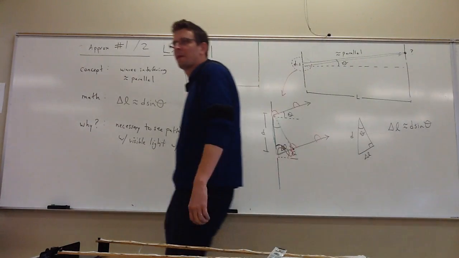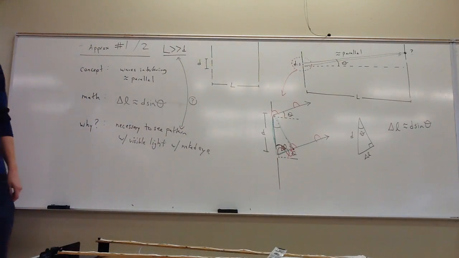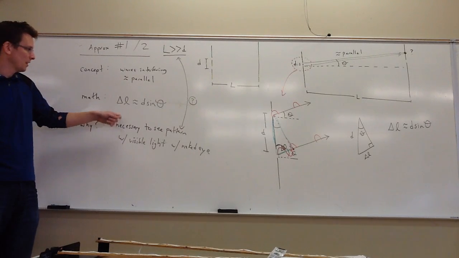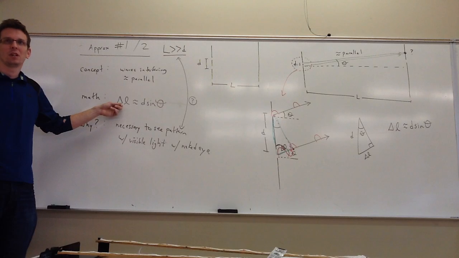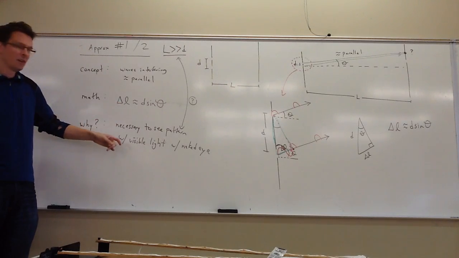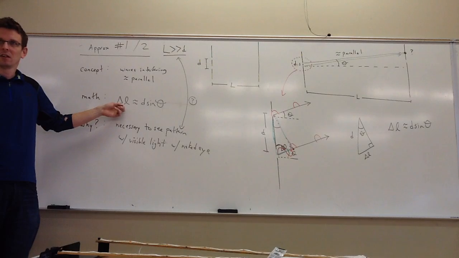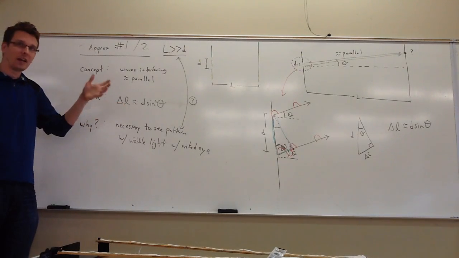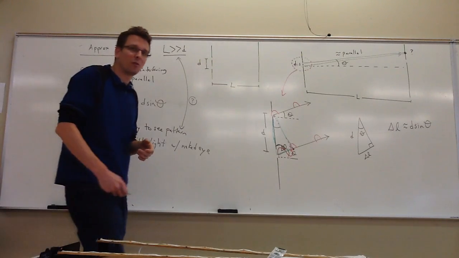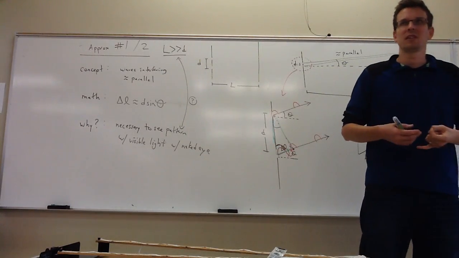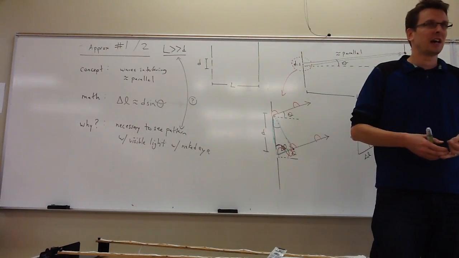Okay? But for right now, if it's necessary to see the pattern with the visible light with the naked eye, if that's what we're shooting for, if it means doing this, it's a win-win situation, because we get to see what we want to see and somehow make the math easier to do. That's great, right? So we say, hey, we want to limit our situation to being able to see this pattern with visible light, with the naked eye.